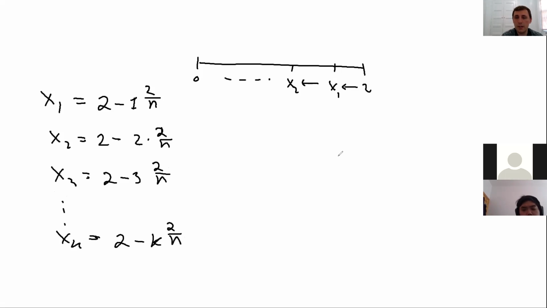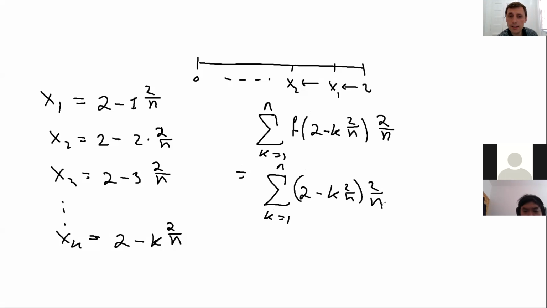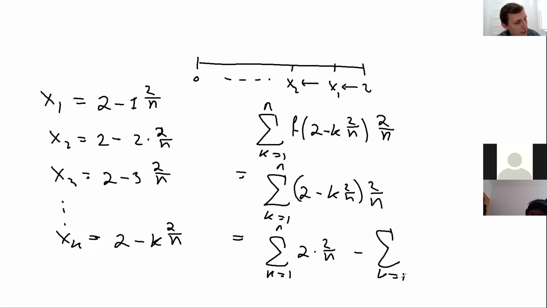You see how you can quickly get it, yes? So then my area is approximately this summation. I sum from k equals 1 to n and add up the function f of 2 minus k 2 over n times the width 2 over n, which in this case f doesn't do anything. So it's the summation from 1 to n of 2 minus k 2 over n times 2 over n. Yes? And then let's see what the summation is. This summation is k equal 1 to n of 2 times 2 over n minus the summation k equal 1 to n of k times 2 over n squared. Yes?